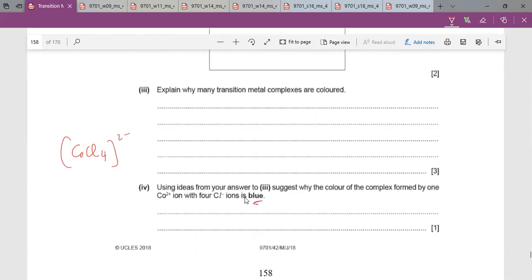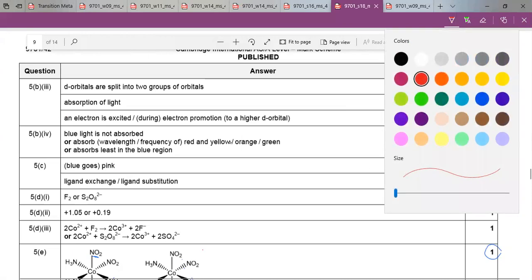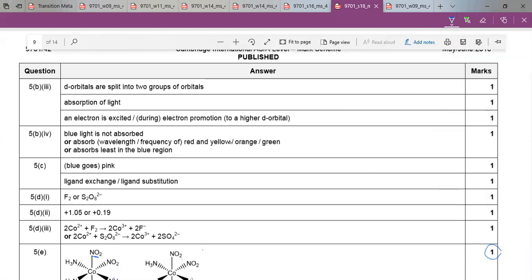So blue is the unabsorbed part. It is the transmitted part. It means blue is the unabsorbed. So you see blue. So the answer is that. See? Why blue? Blue light is not absorbed. 1 mark. That's how you answer it. Don't say, oh, because I see blue. Blue light is not absorbed. So it will absorb the complementary color of blue, which is actually red or green or anyone.